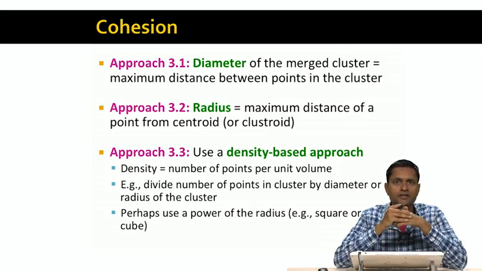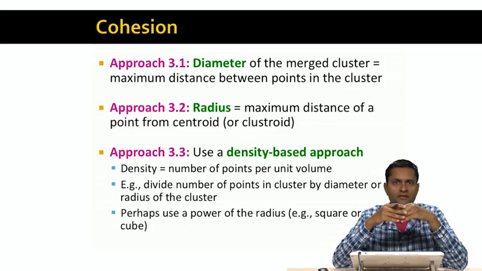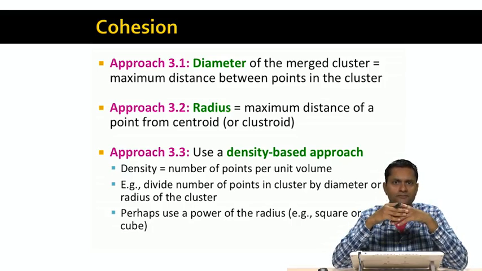The third approach is to use a density-based model. Now, density of a cluster is the number of points per unit volume of the cluster. One way of defining density is to simply divide the number of points in the cluster by the diameter or the radius of the cluster. We might instead divide the number of points by a power of the radius, such as a square or a cube. And at a point where the next merge would create a cluster with a density lower than a certain preset threshold, we'd stop merging and produce a final output.